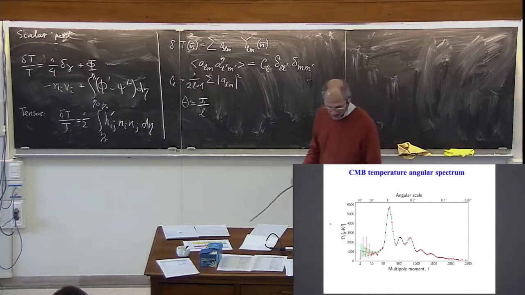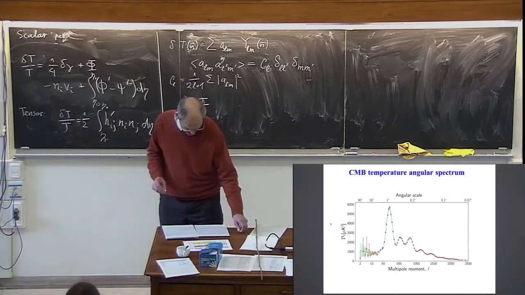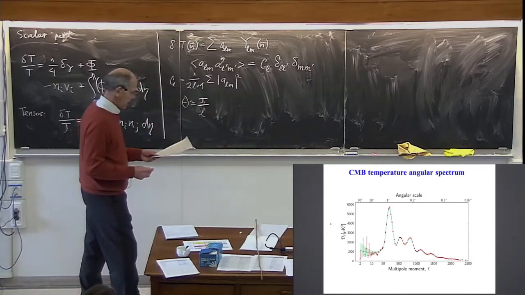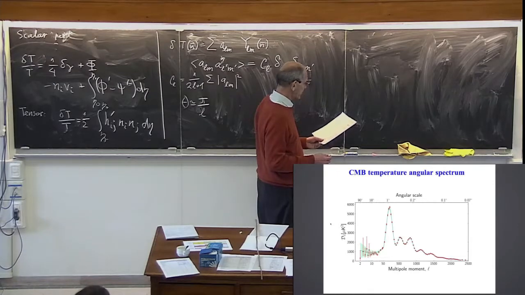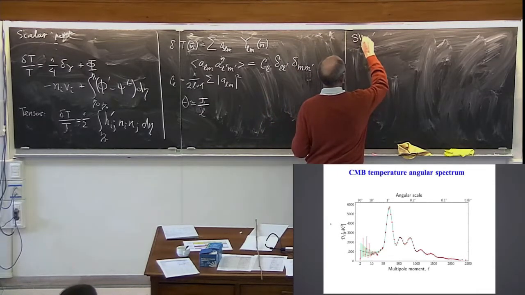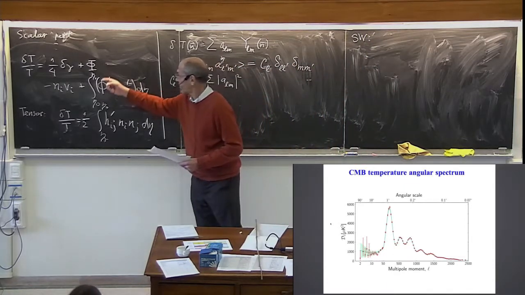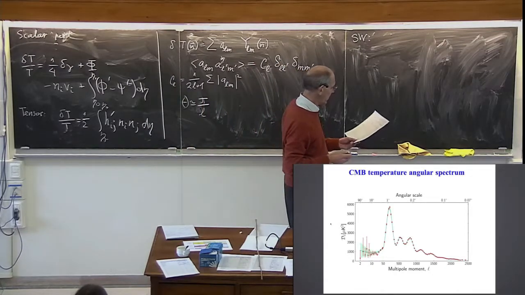Okay, good. Now let's see how we can understand, how we can calculate the temperature anisotropy for Sachs-Wolfe. For example, this term here. Forget about these two others. They are actually subdominant. We'll see why.